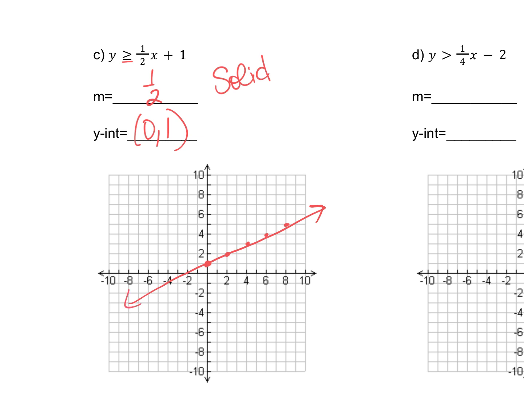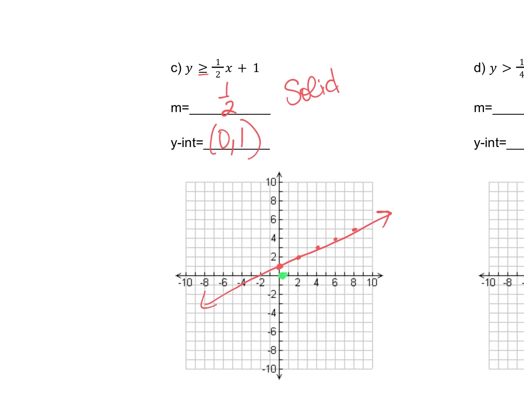Okay, can we pick our 0, 0 test point? Yes, we can. So plug it in. 0 is greater than or equal to 1/2 times 0 plus 1. Well, that's 0, right? So you have 0 is greater than or equal to 1. That is false, right? So 0 is not greater than or equal to 1. So we're going to shade on the opposite side of that test point.